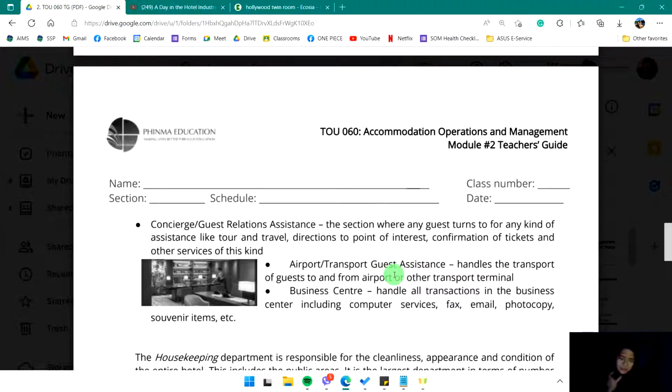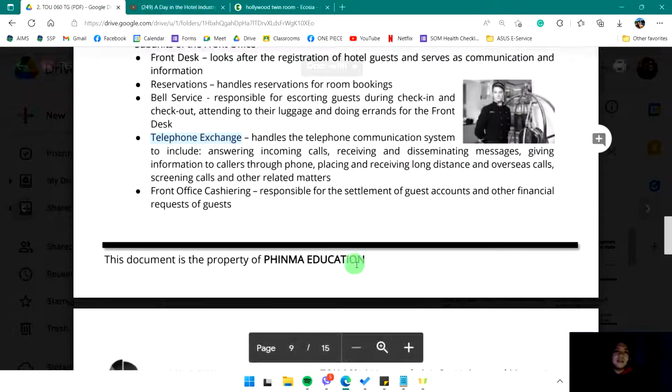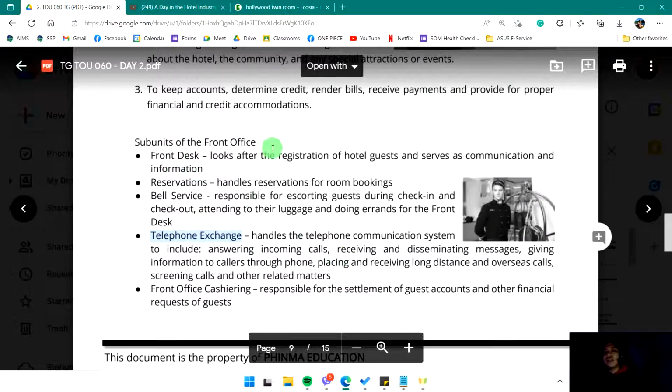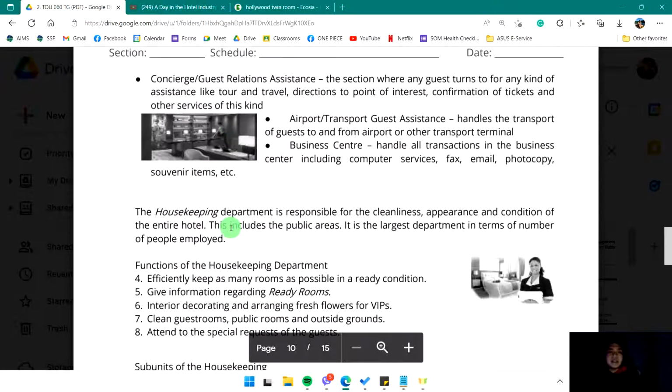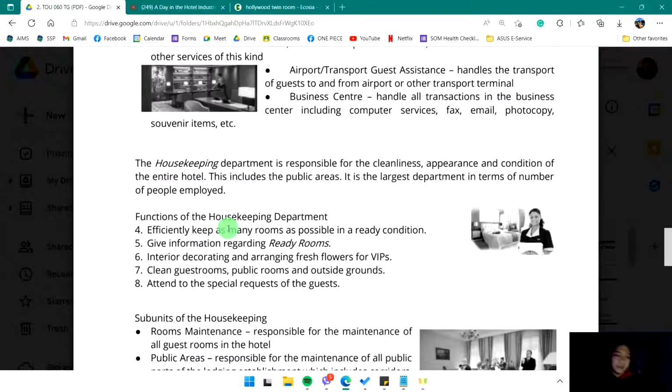Pero really no, these are responsibilities that are broken down into really specific details. Pero at the end of the day, these responsibilities can be collected or can be compressed into one single responsibility that can be done either by the front desk, the reservations, or the bell service. So next, we talk about the housekeeping department.